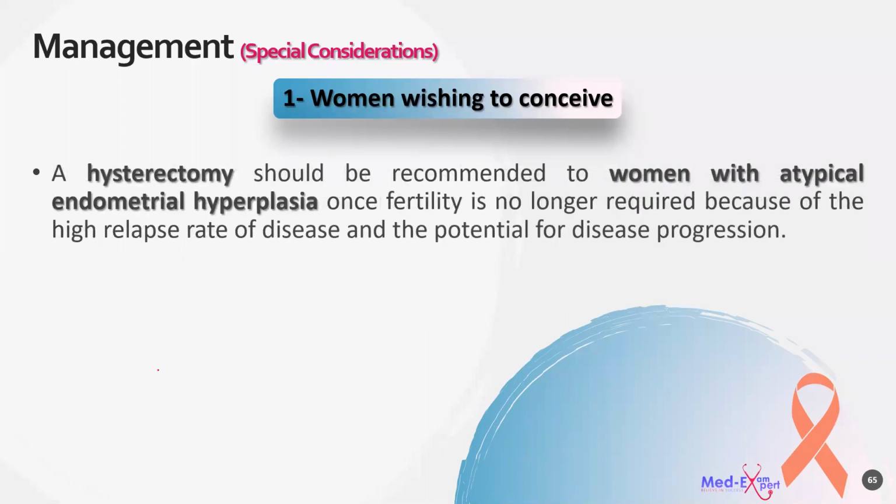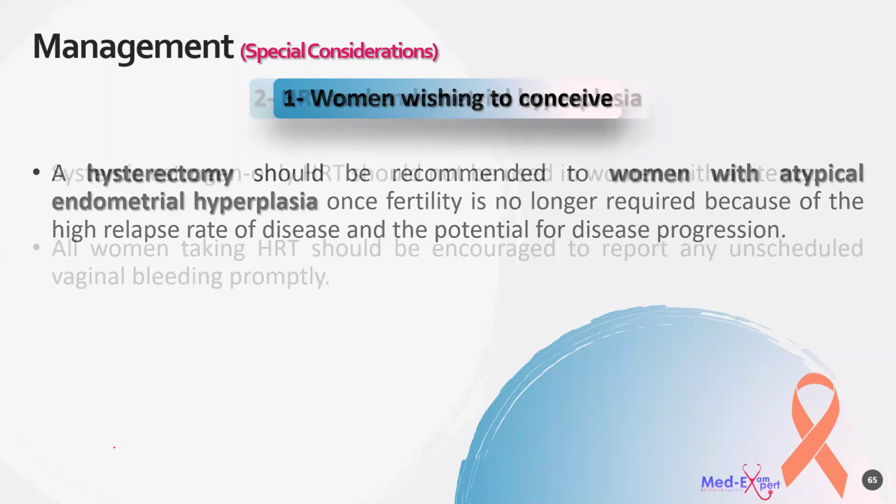And once fertility is no longer required, after she has become pregnant and delivered, hysterectomy should be recommended to women with atypical endometrial hyperplasia because of the high relapse rate of the disease and the potential for disease progression. But of course, if she has endometrial hyperplasia without atypia, she could undergo further follow-up after delivery. But hysterectomy should be recommended to women with atypical endometrial hyperplasia. That's the first consideration, those women who wish to conceive.